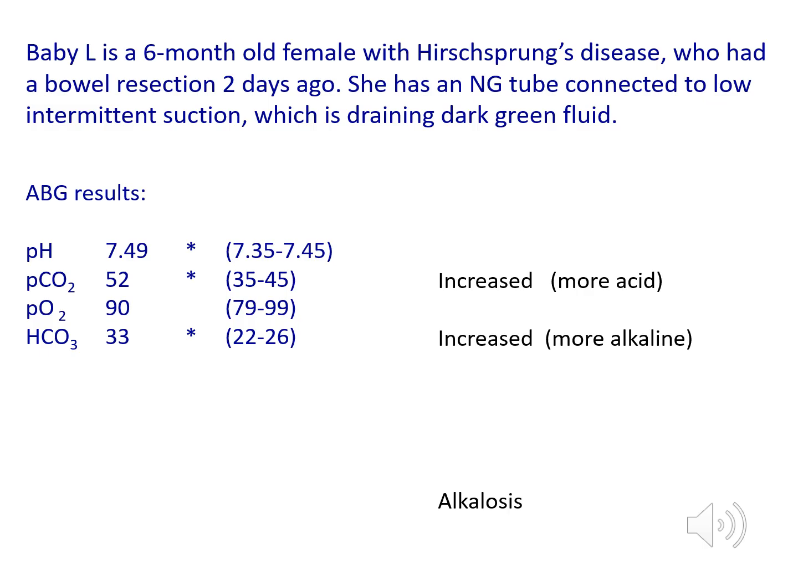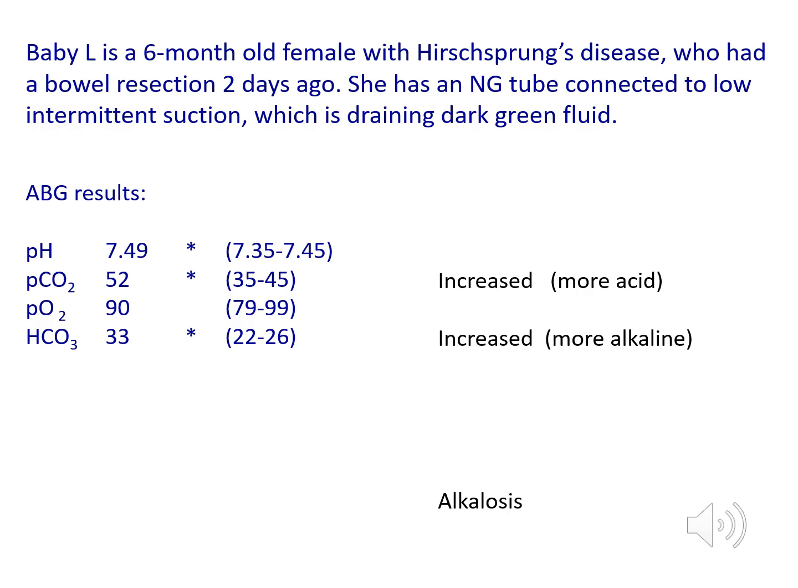Makes you more acid, right? Okay, what about the bicarb? Is that high, low, or normal? The bicarb is 33. That's higher than normal. So is that going to make you more acid or more alkaline? If you have too much base, that's going to make you more alkaline, right?